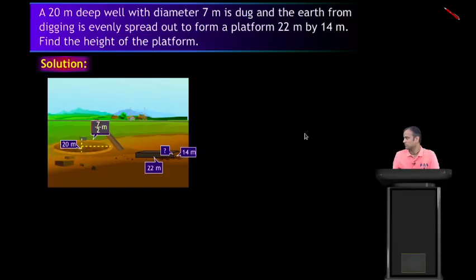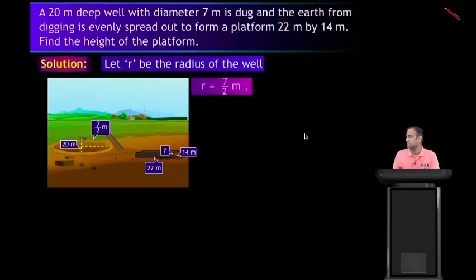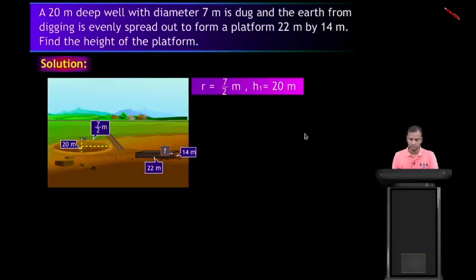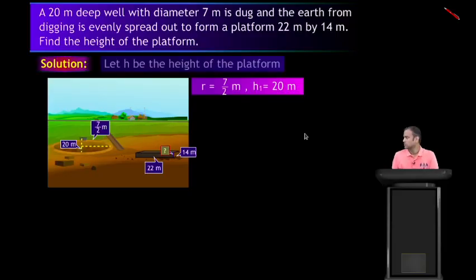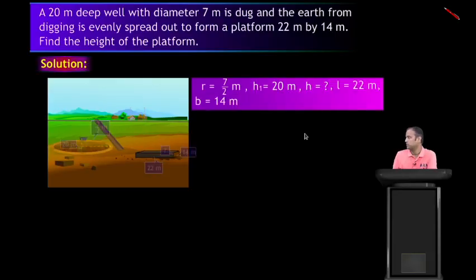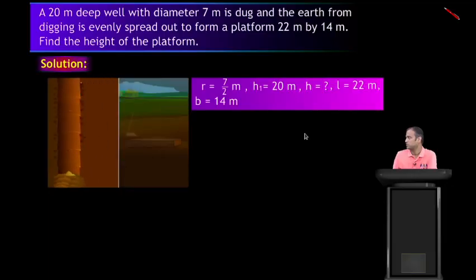So how will we solve this one? Let r be the radius of the well. So r equals 7 upon 2. Then height, we can take it as h1 because there are two heights, first for the cylinder and another for the cuboid. r equals 7 upon 2 and h1 equals 20 meter. And let h be the height of the platform. So it is given L 22, B 14, and we have to find the h.